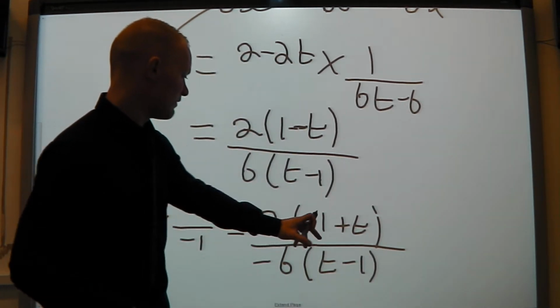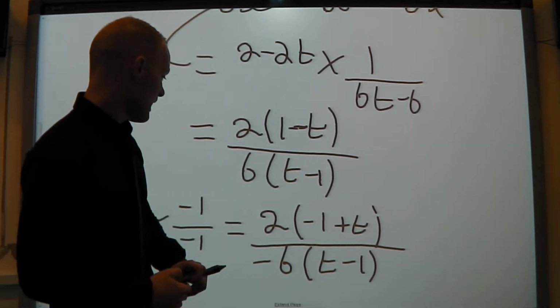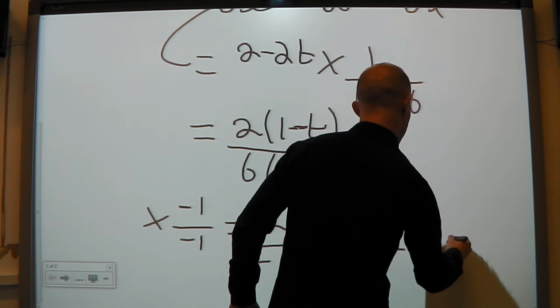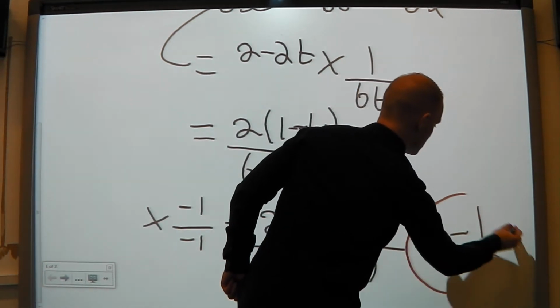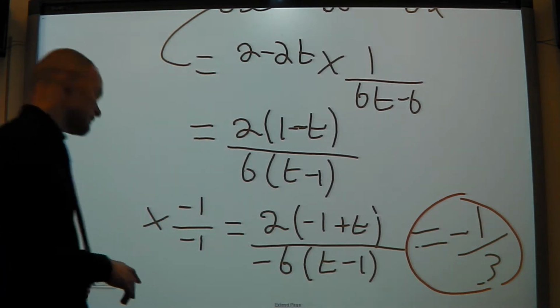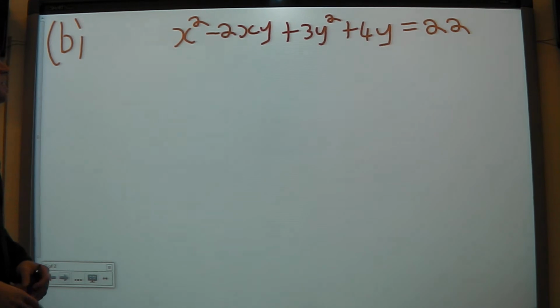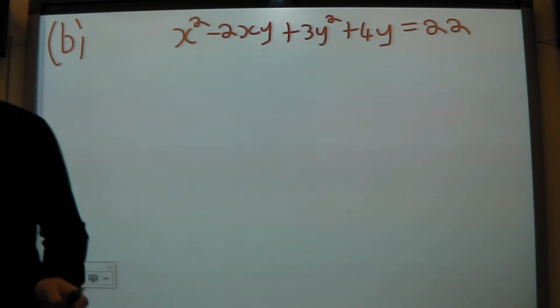Now, we have t minus 1 above and below, and any number divided by itself is equal to 1. So really what we have here is equal to negative a third. And that's our answer there. dy/dx is equal to negative a third, so that it's a constant, so that's the solution to that question.